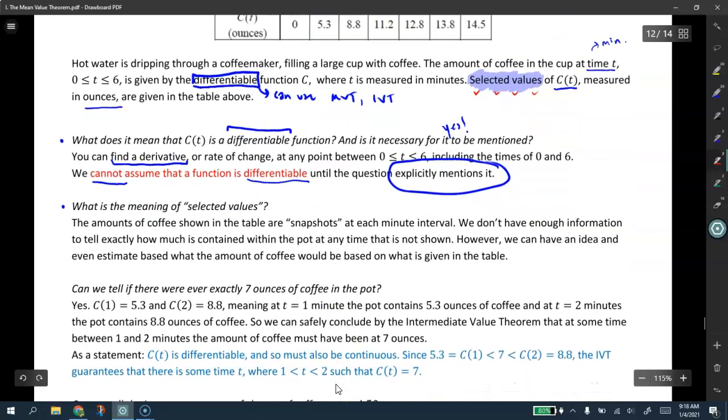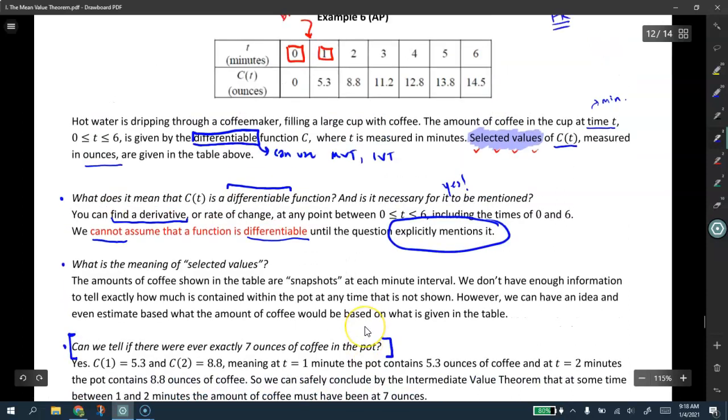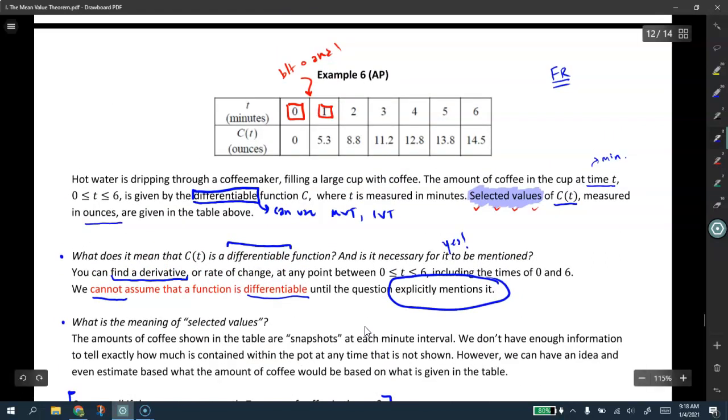Now, the next question asks, how can we tell if there were exactly 7 ounces of coffee in the pot? I think this is really where we have to start applying some of the theorems that we've learned. Let me show you one simple way to do it, non-calculus based, just understanding how to read a table, really, all right? So take a look at this table. They're asking us, can we tell if C of t was ever equal to 7 ounces? Can we do that or can we not?